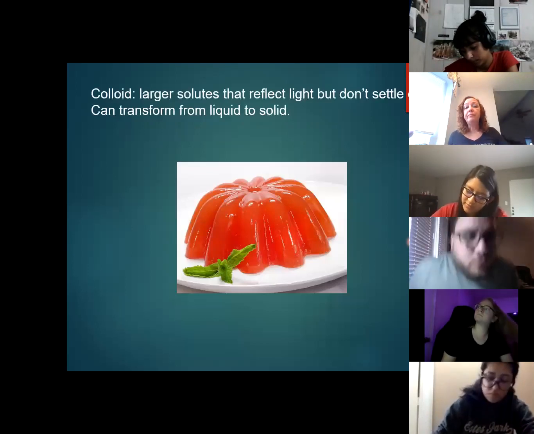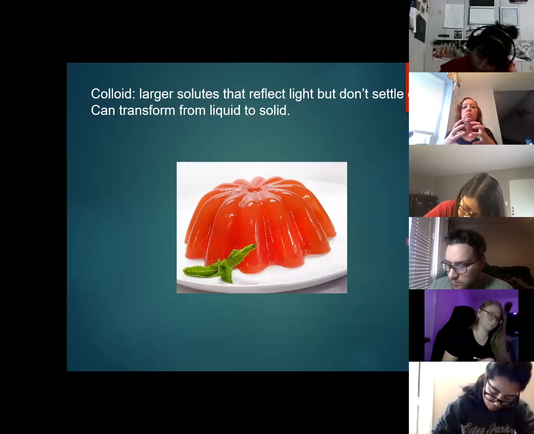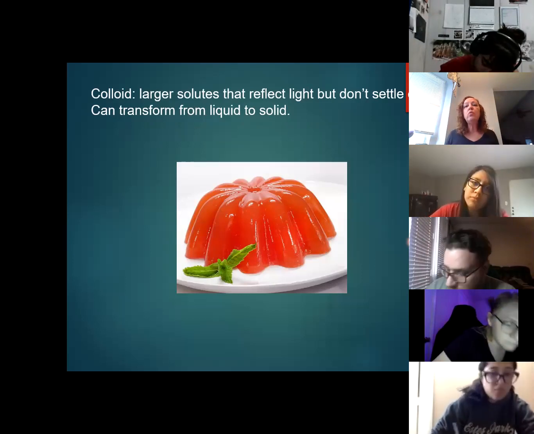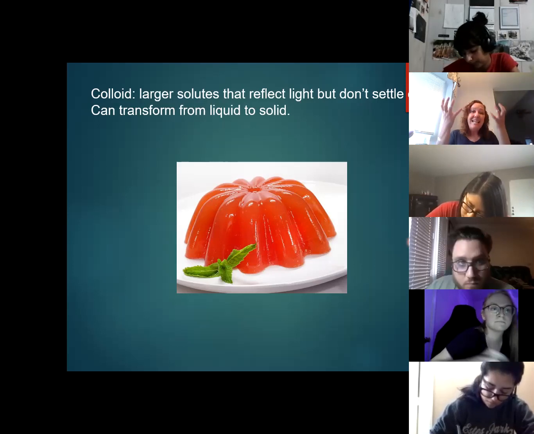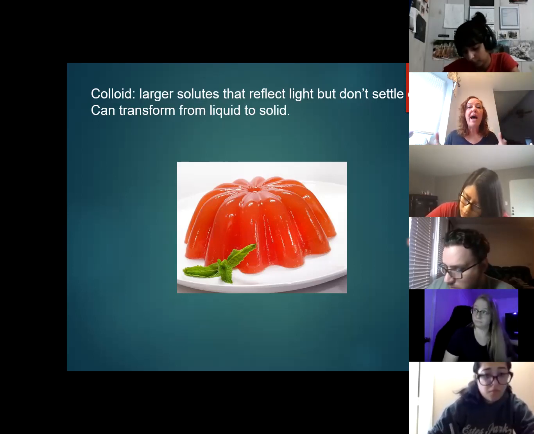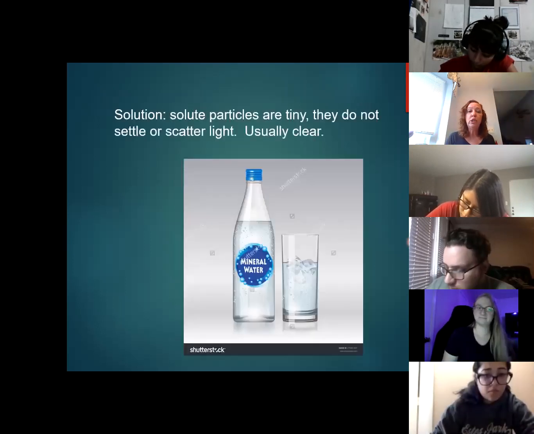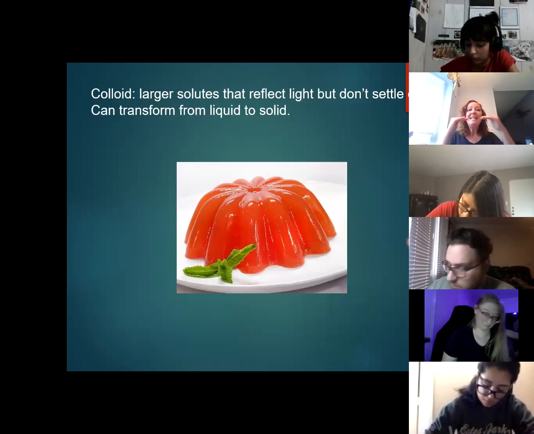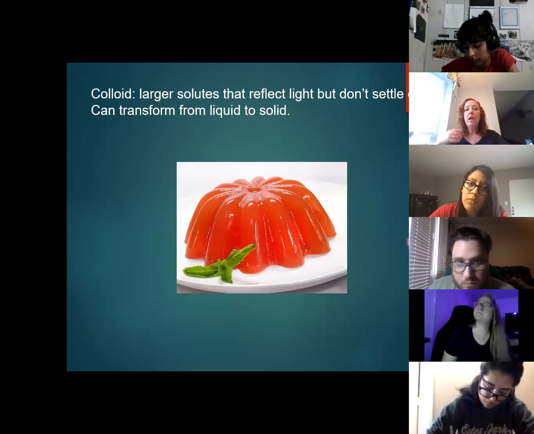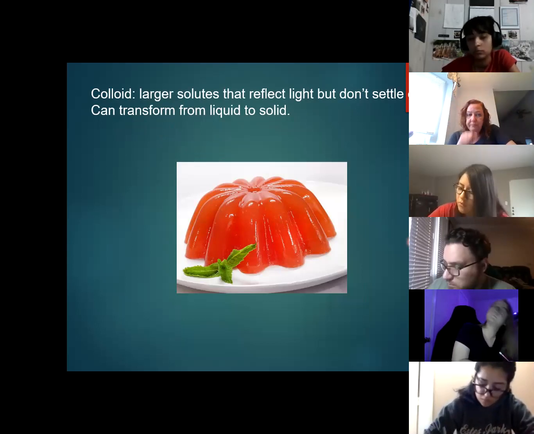A colloid has a larger molecule. It does reflect light, so you can't see through it, but these particles do not settle. That's kind of what sets it apart from our solution. We do have the larger particles, so it's impeding the light. We can't see through it, but like the solution, they don't settle out.